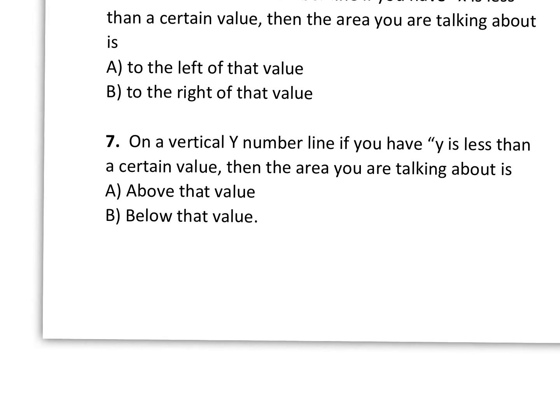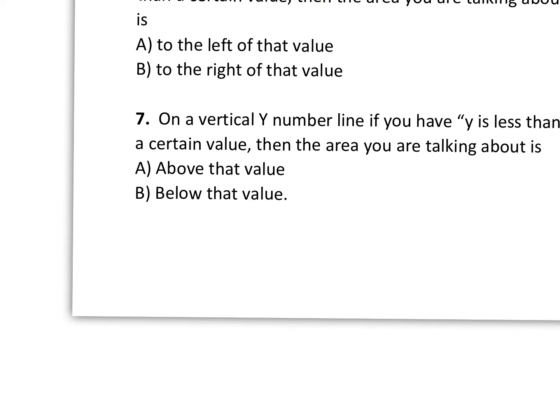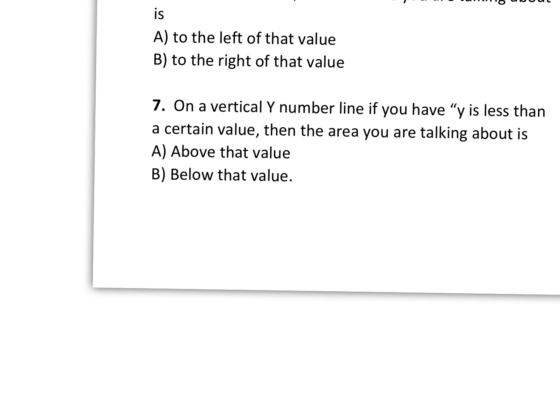Number 7, on a vertical y number line, if you have y is less than a certain value, then the area you're talking about is above that value or below that value. That's interesting because that brings the next topic, the next section. We're talking about the y number line. Let's say zero is here, 1, 2, and let's say -1, -2, 3.